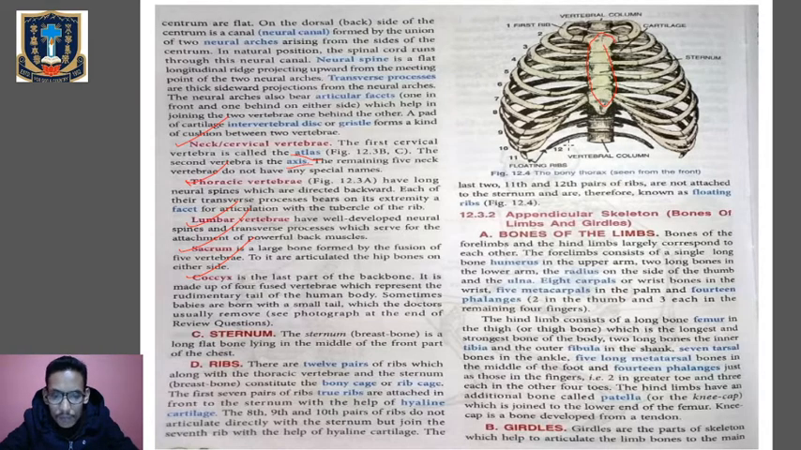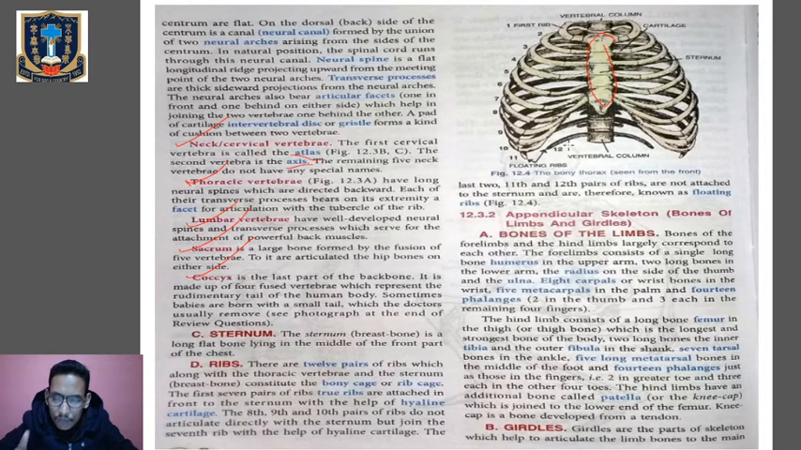The first 7 pairs of ribs are called the true ribs, where they are attached to the sternum with the help of hyaline cartilage. If you look at the figure, the first 7 pairs are attached to the sternum by hyaline cartilage, so they are called true ribs. The 8th, 9th and 10th ribs are not attached to the sternum directly, but to the 7th rib with the help of hyaline cartilage only, whereas the last 11th and 12th ribs are not attached to the sternum. They are known as the floating ribs.